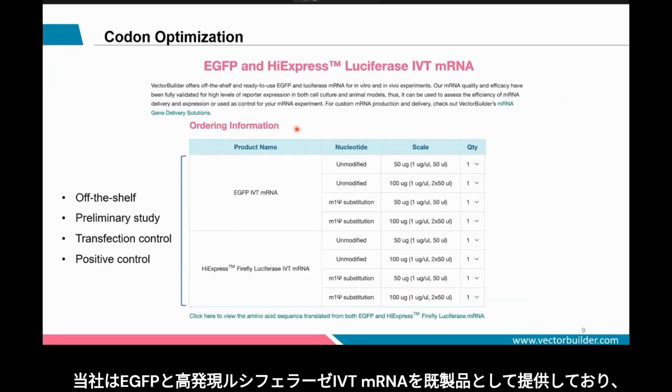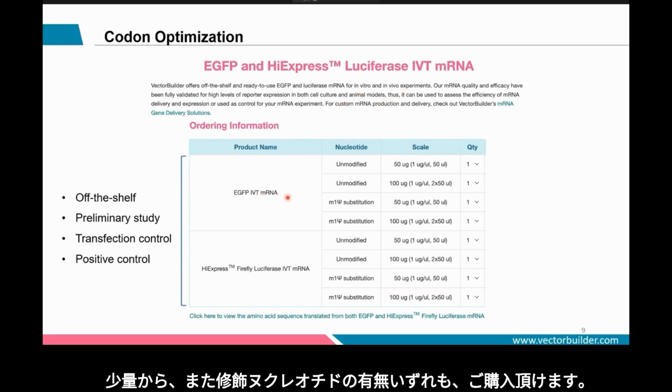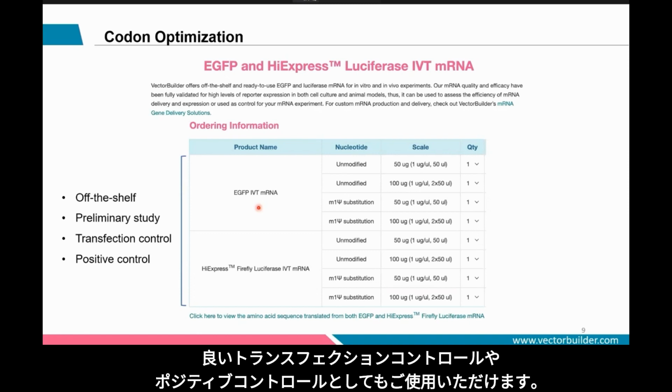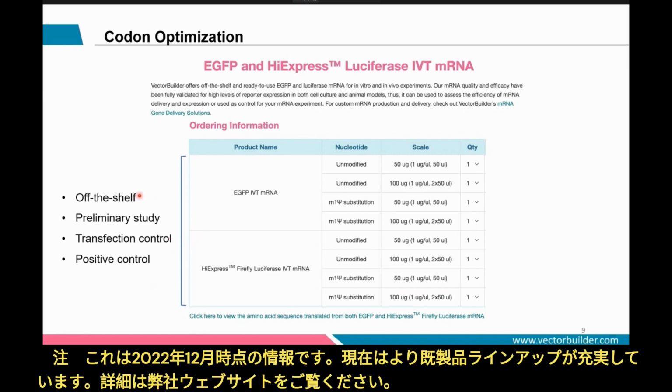We offer EGFP and the high expressed luciferase IVT mRNA as off-the-shelf products, and they can be purchased in small quantity and with or without the modified nucleotides. They will be really good material to start your experiments if you haven't used IVT mRNA before. And in your actual experiment, they could also be a good transfection control or positive control. Because they are off the shelf, they can be delivered in 2 to 3 weeks.